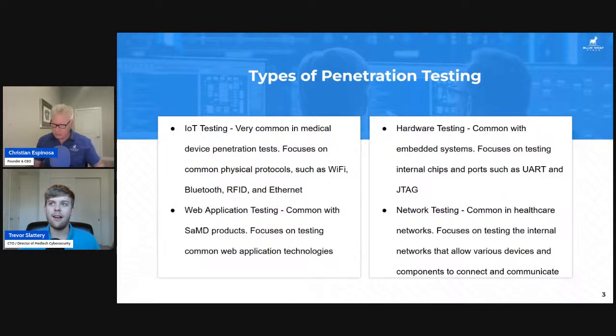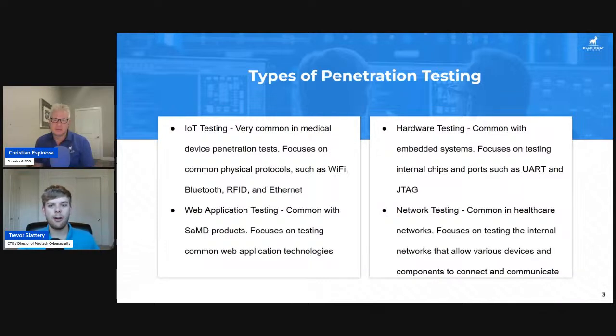It's worth noting that oftentimes this is going to be a very difficult test to execute because you have to first access these components, and that may not always be the easiest thing to do. Now, this isn't necessarily going to be super common for a medical device, but it's still worth noting as it's very common in the medical space, and that is network testing.